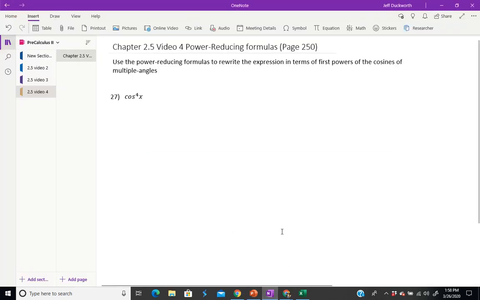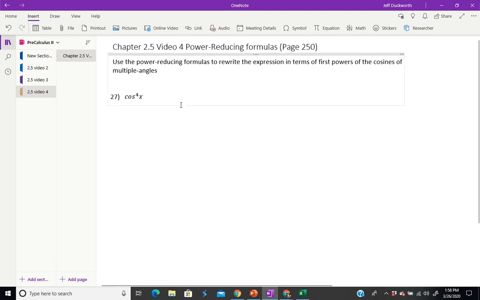Okay, so the next lesson for this particular chapter and section is going to be dealing with power reducing formulas. So I've taken a problem from your textbook, problem number 27 on page 250. It says to use the power reducing formulas to rewrite the expression in terms of first powers of the cosines of multiple angles.